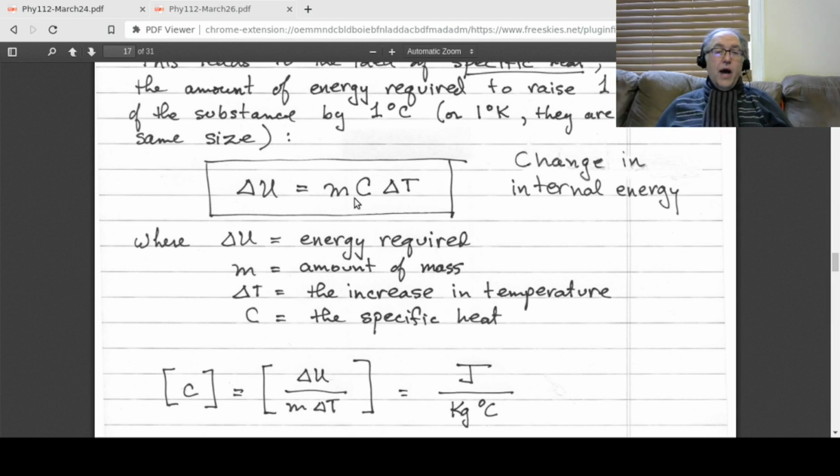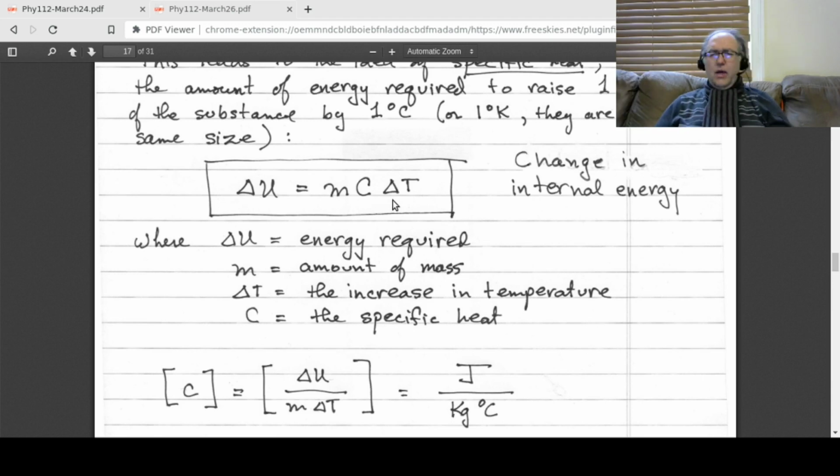And so here we're going to simply define the specific heat, and it's given the symbol capital C like that. We're going to define the specific heat by this formula. The energy required is going to equal the mass of the material multiplied by the specific heat of the material multiplied by the temperature change that you want it to increase by.